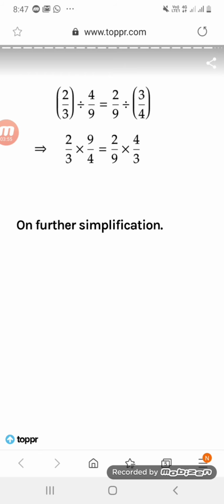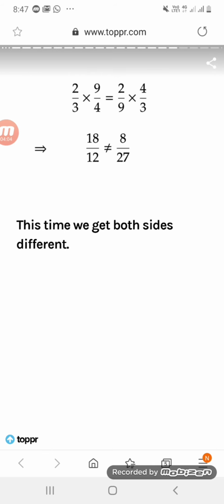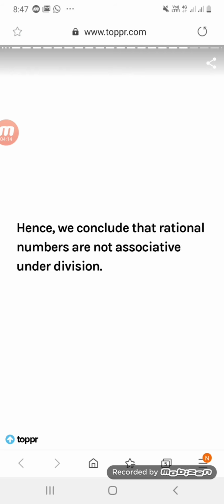Take the reciprocals for division. So it will be 2 by 3 into 9 by 4, which is compared with 2 by 9 into 4 by 3. On simplification we get 18 by 12, which is not equal to 8 by 27. So in this also LHS is not equal to RHS. So we can conclude rational numbers are not associative under division.